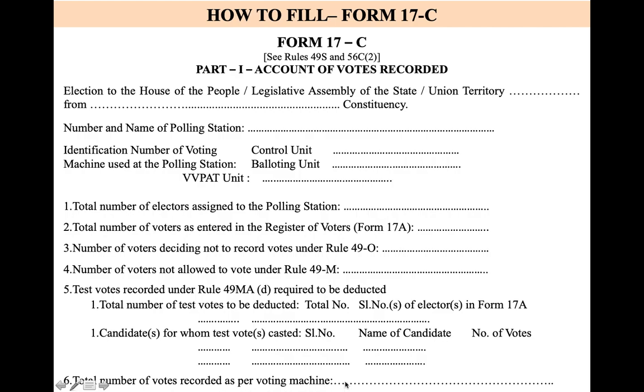For point number 6, please remember to record the total votes recorded in the control unit at the end of poll. After the poll is over, after the last elector in the electoral roll has cast their vote, we press the Total button in the control unit. Whatever number is shown in the control unit has to be recorded here in point number 6.